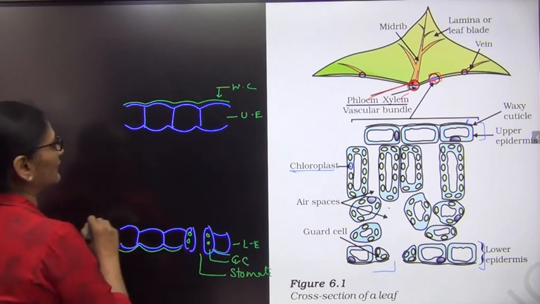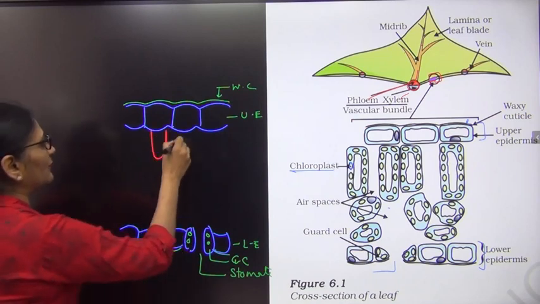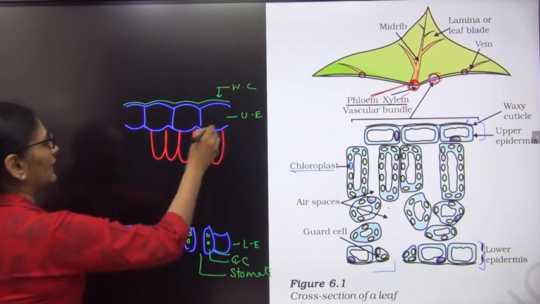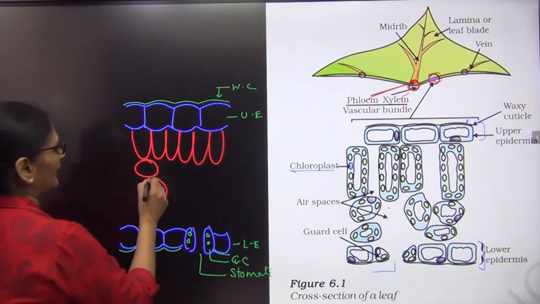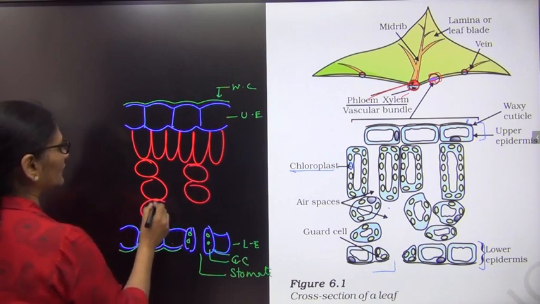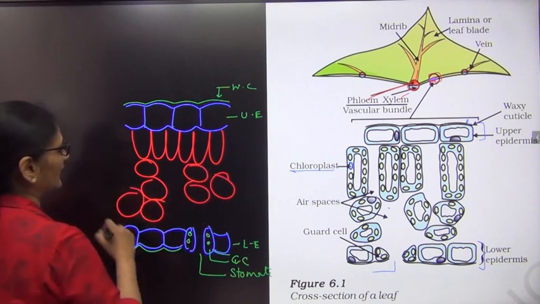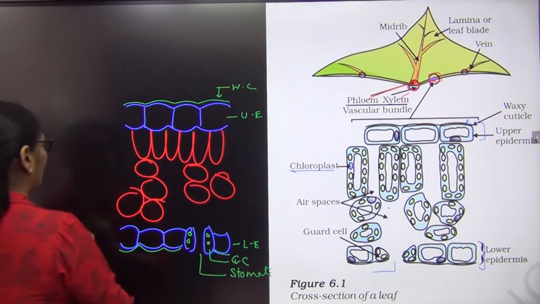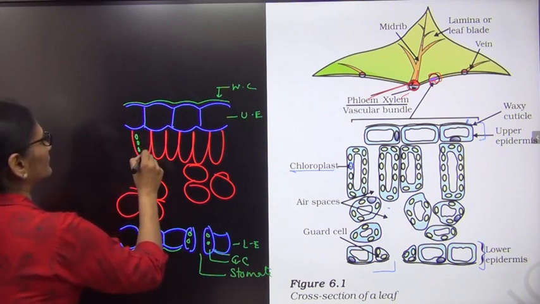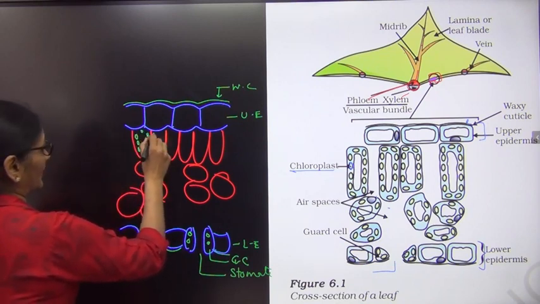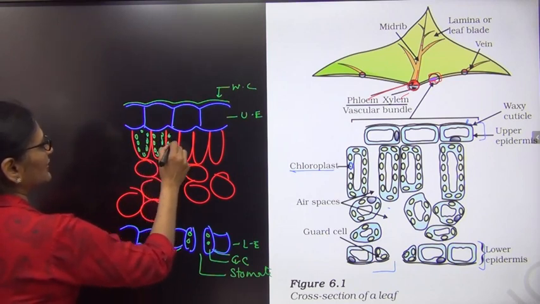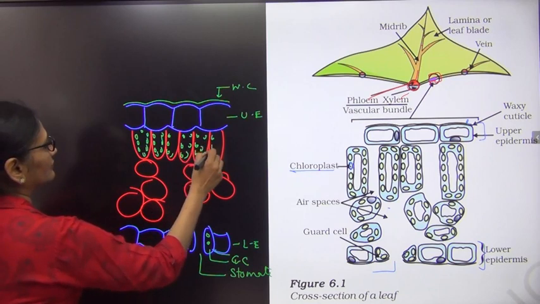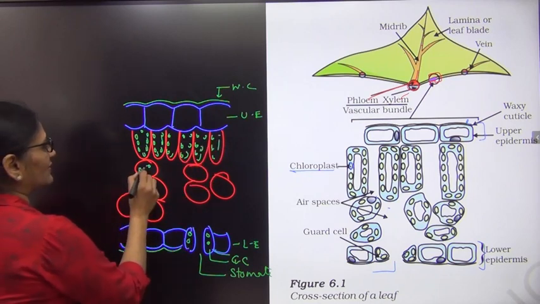Now this layer in between, the mesophyll layer, is made up of palisade parenchyma. They are compactly arranged without intercellular spaces, and this is my spongy parenchyma. Right, so it has a lot of spongy air spaces. Now here they have more chloroplast. You can see that they have more chloroplast, that too towards the end. They have more chloroplast. This you can draw, and they have less chloroplast.